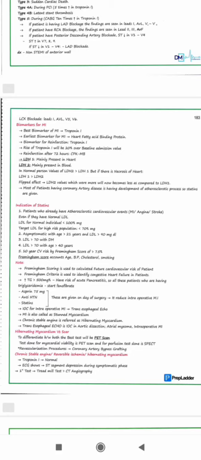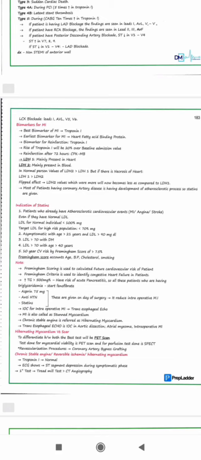Now this is an important thing which we are going to discuss, that is, the biomarkers for MI. The best biomarker of MI is troponin, we have to remember that. The earliest biomarker is heart fatty acid binding protein. Now there is LDH, which is mainly present inside the heart, and LDH2, which is present in the blood.